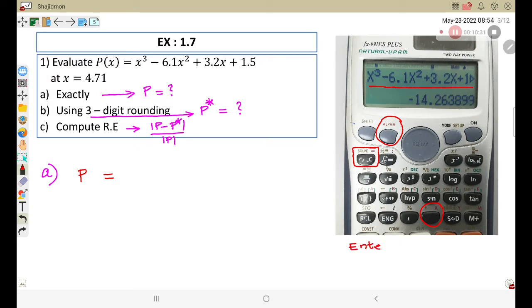Once you enter the polynomial, I will write this step here. In the first step, enter the polynomial in the calculator. This is the first step we need to do. After entering that polynomial in the calculator, just press the calc button. You can see the calc button, I have highlighted it there. Immediately the calculator asks, what is your x number? The calculator will ask. So what is our x number in our question?